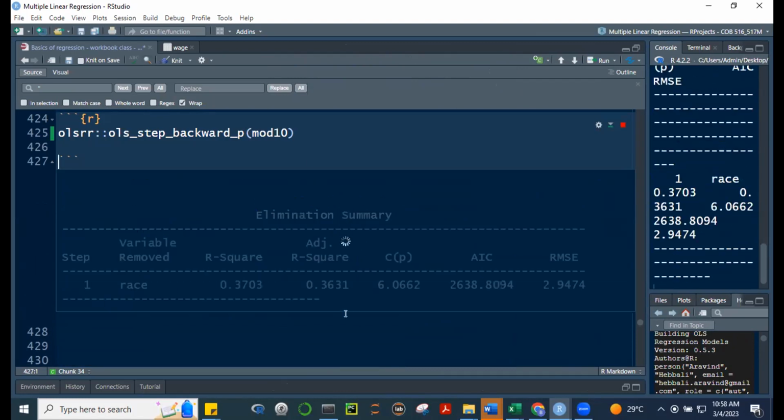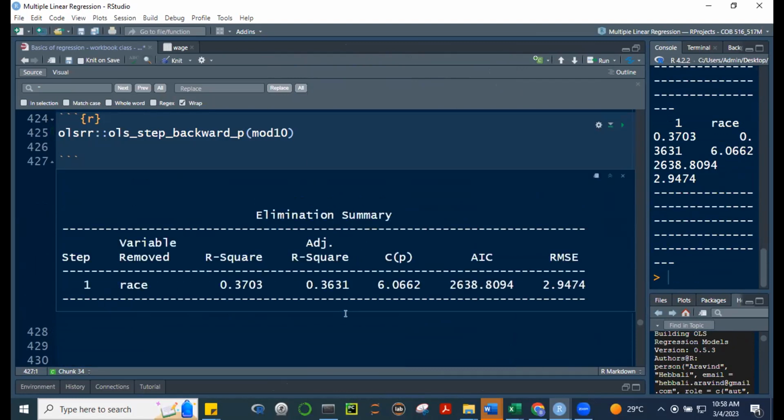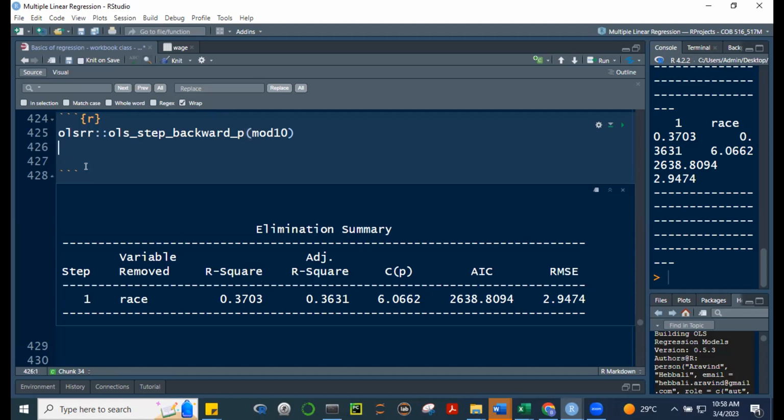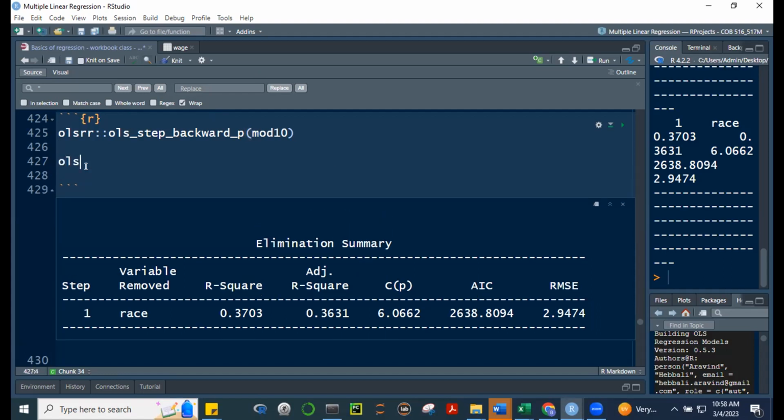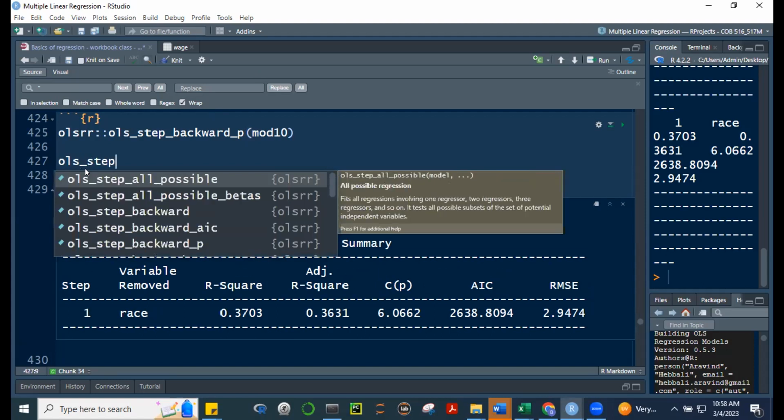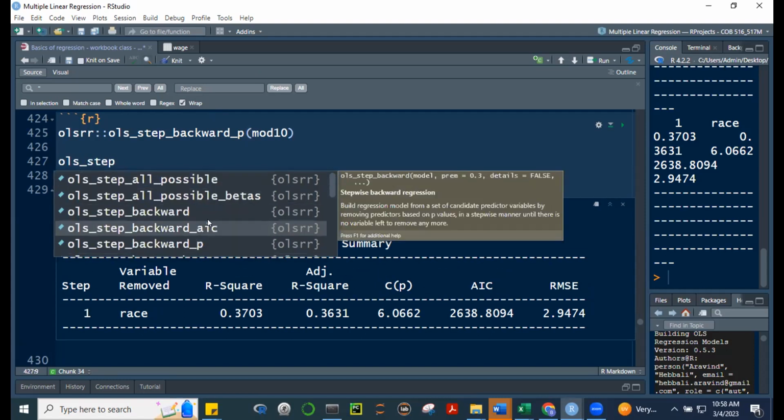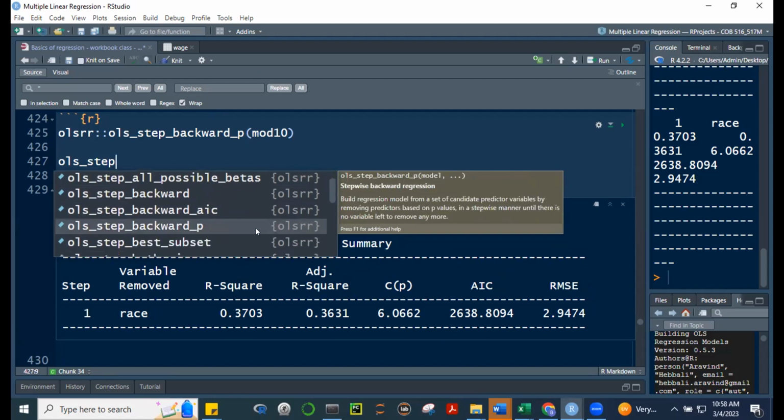Okay. Remove race lang, wait ha. So, ano mali sa model natin? Dapat, ano, wait ha. Okay, let me OLS step backward P. Ito yun eh, no?